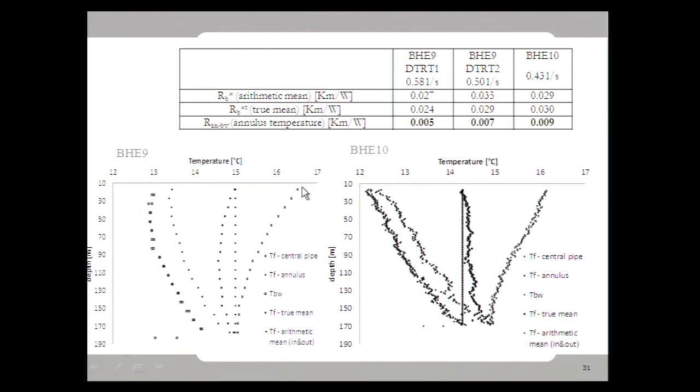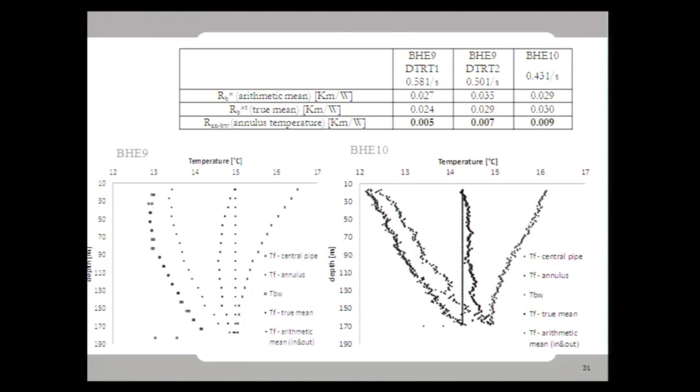On these two pictures, I show the typical temperature profile in these two heat exchangers. You can see that the fluid goes downwards during the test and rises here. And I'm presenting here the borehole wall measurement. You see the temperature difference between the annular fluid, or the fluid through the external pipe, and the borehole wall is relatively low, also for BH10. And I also illustrate the inlet and outlet average projected all along the depth, and a true mean value, which are then used for an estimation of a borehole resistance.